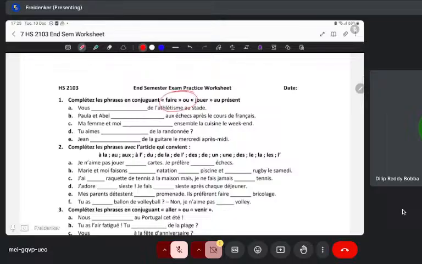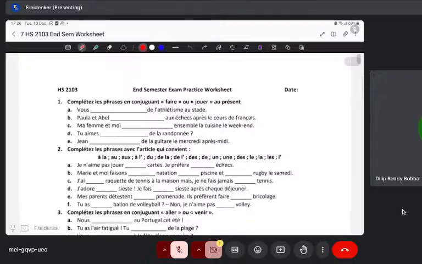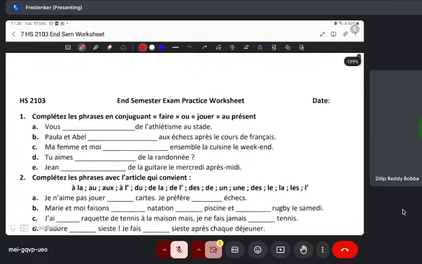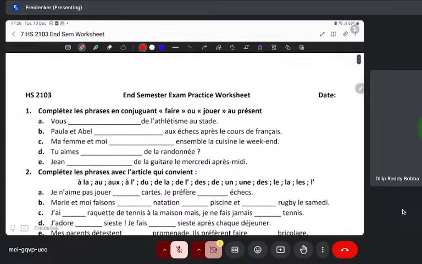We did this in minor one, faire ou jouer. So you might want to look at that video. You remember the conjugation, right? Or do you want me to write it? I will assume you remember, or else you can Google it right now. Faire and jouer. I will assume you people remember the conjugation. Vous dash de l'athlétisme.